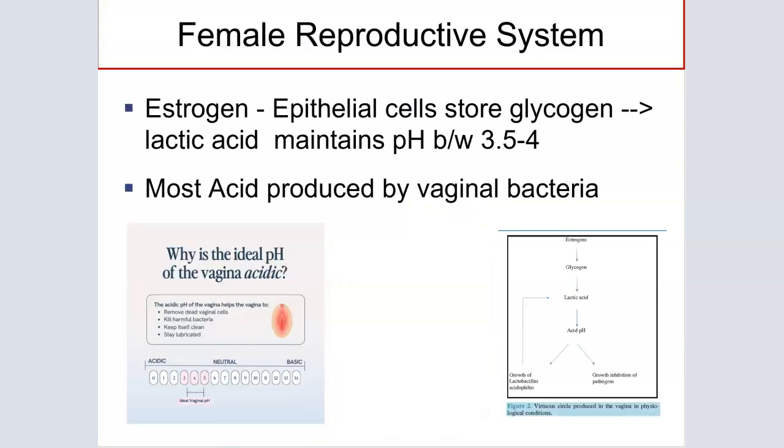So anytime we have an outside opening, we need to have protection. And so what happens is you have lactic acid, which is produced, and it keeps the pH pretty low. Estrogen helps the cells of the vagina make the lactic acid, and a lot of it is actually made by the bacteria. Just like we talked about the good bacteria inside the large intestine, there are a lot of bacteria inside the vagina, a lot of this lactobacillus type. And their job is to make this acid.